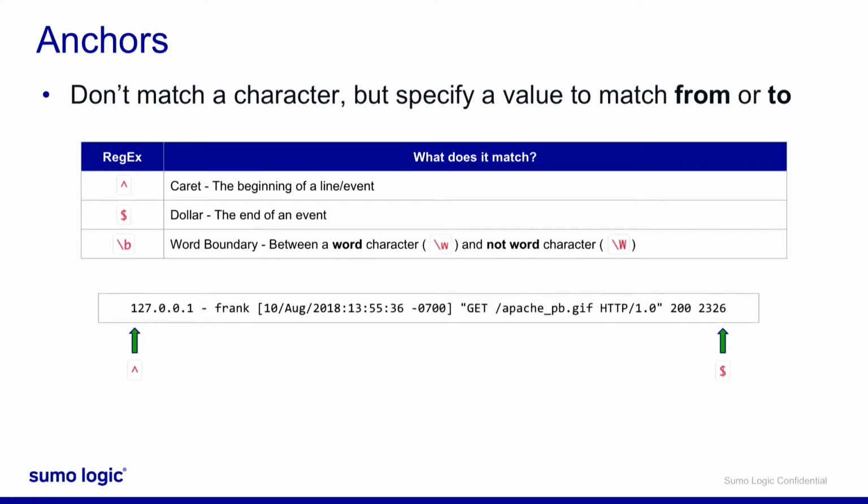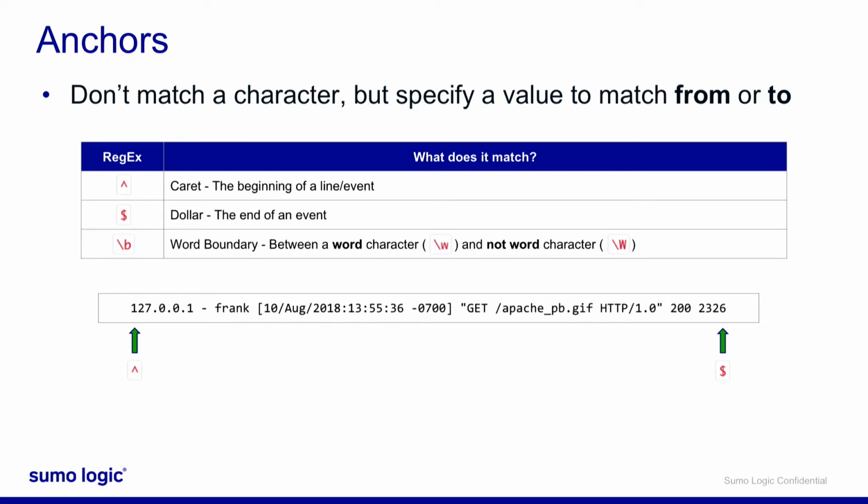Anchors. Now these don't necessarily capture things, but they allow you to specify a point to capture to, from, and around. So really useful again is the caret. When not in a character set, the caret is the start of a line. The $ sign is the end of a line.